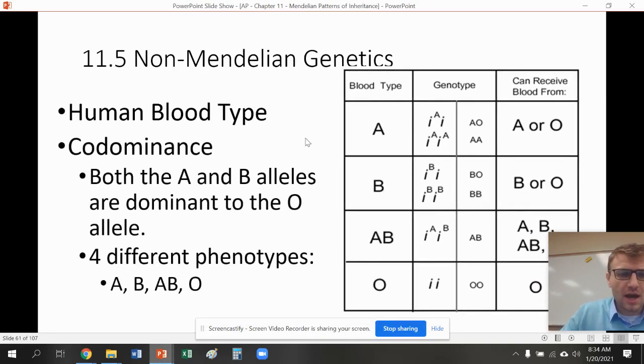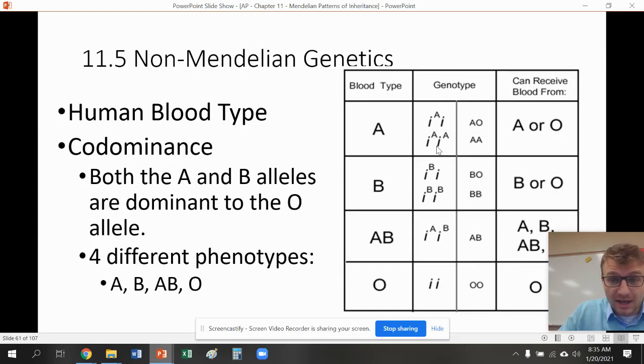Now, the human blood type actually follows both of these, multiple alleles and codominance. A and B are both dominant to O, which is going to give us four different phenotypes. We have A, we have B, we have AB, and we have O. Now, with these alleles, we can have an A and an O, because A is dominant to O, but it's still going to produce A blood type.